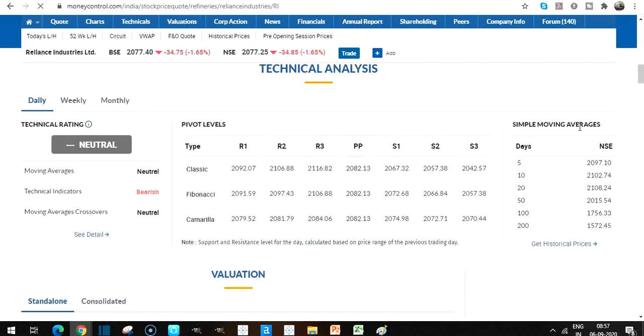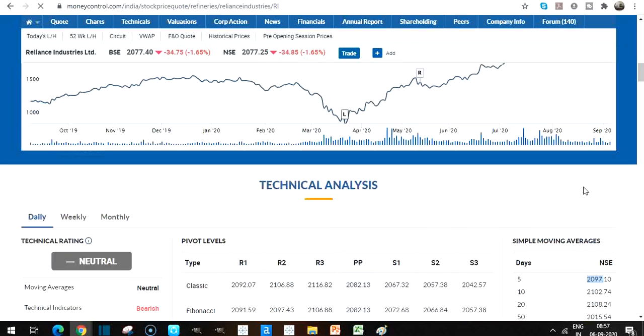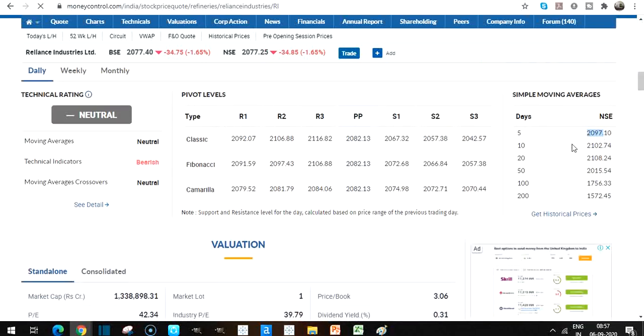Okay, so look at the simple moving averages that they have given. The 5 days moving average is 2097 for Reliance. The 10 days moving average is 2102. The 20 days moving average is 2108. Then the 50 days, 100 days and 200 days moving averages.